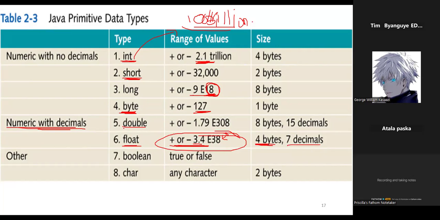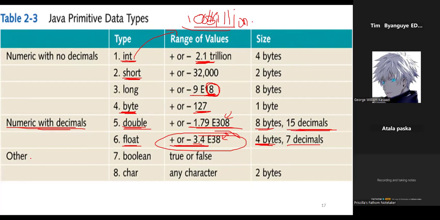And then the one that is very big. So let's say you're going to store very huge values, but ones that contain decimal places, then you will consider going with double, because this is the range to the exponent of 308. But it reserves 8 bytes, and it can allow up to 15 decimal places.